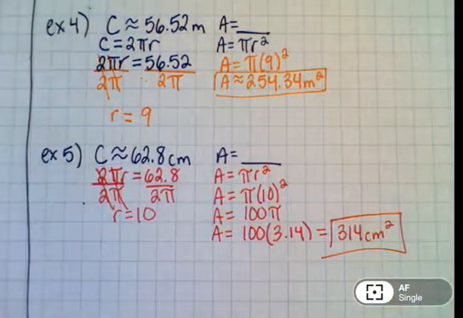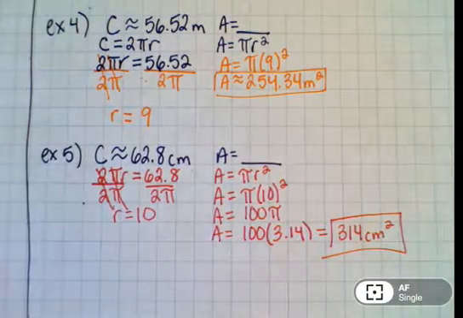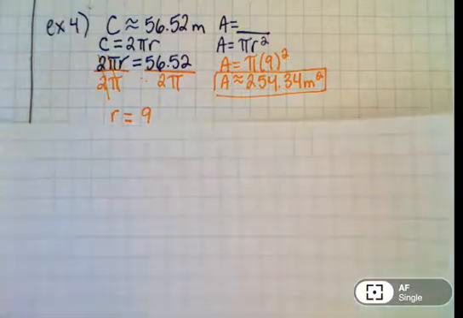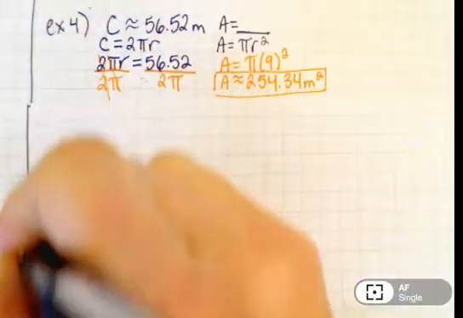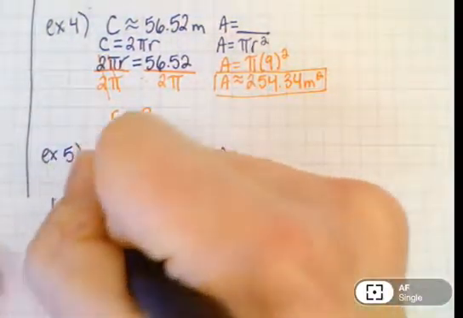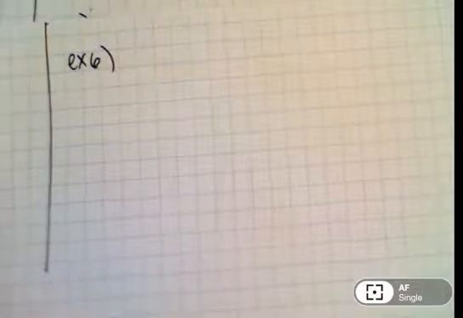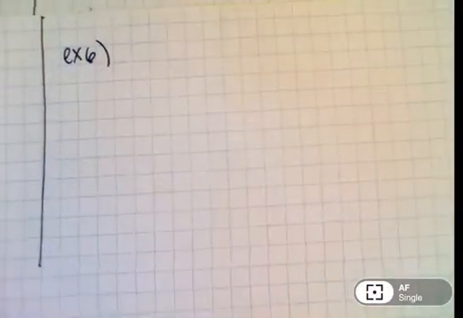Okay guys, there's just one more topic that we need to do here. I'm going to grab a new piece of paper. And this will be example 6. Okay, so for example 6, I need to draw a circle. You do the same.